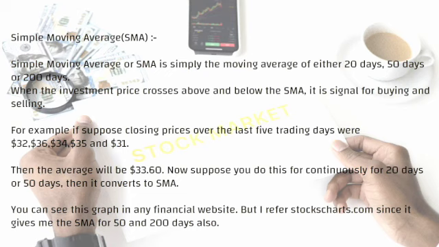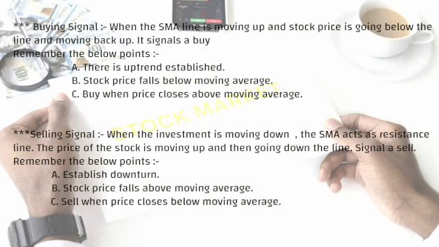You can see this graph on any financial website, but I refer to STOCKS.com, since it gives me the SMA for 50 and 200 days also. Buying signal. When the SMA line is moving up, and the stock price goes below the line and moves back up, it signals a buy. Remember the below points. A. There is an uptrend established. B. Stock price falls below moving average. C. Buy when price closes above moving average.